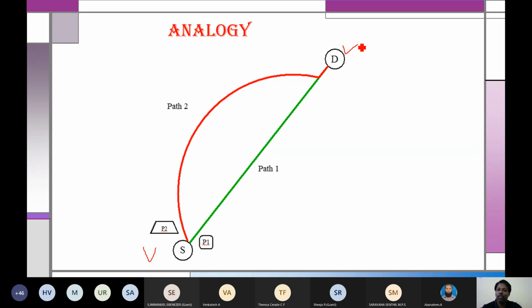So one day, two people try to analyze how to find out the shortest path. P1 is person 1 and P2 is person 2. What they decided is that they are going to take water. While going from the source, they'll pour water in the path, and while returning also they'll be pouring water in the path.